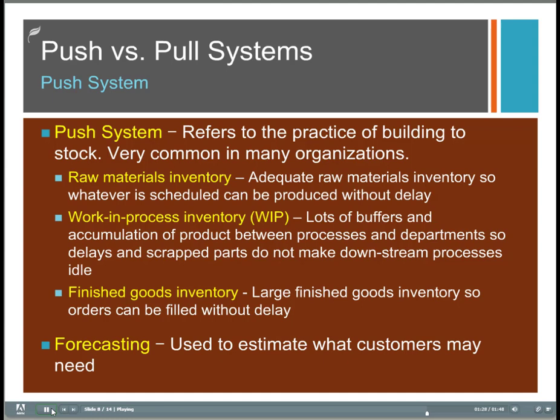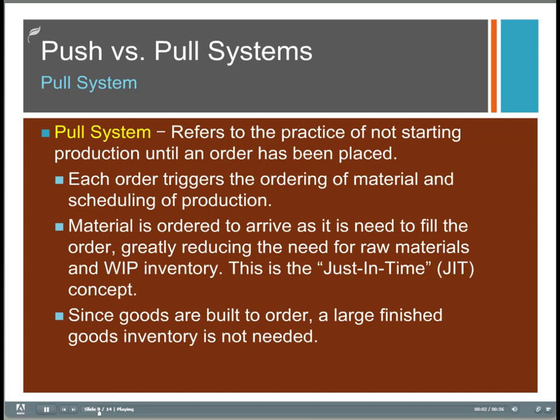Typically though, you do some kind of forecasting to try and estimate what customers are going to need and then base how much inventory you're going to have on that. But the whole push system relies on having adequate inventory so that you can order or fill orders at will. A pull system, on the other hand, refers to the practice of not starting production until an order has been placed. So once an order is placed, it triggers the obtaining of raw materials and the beginning of production.